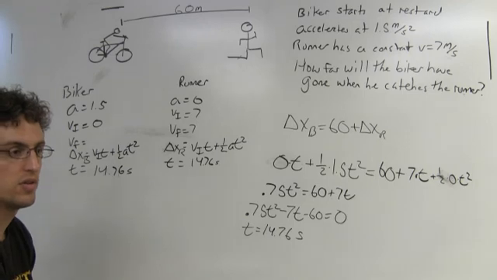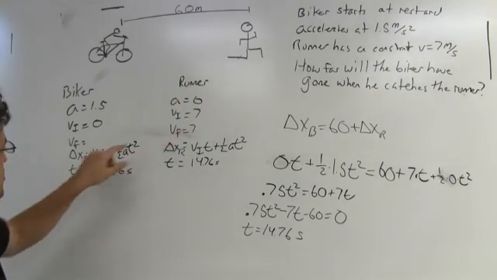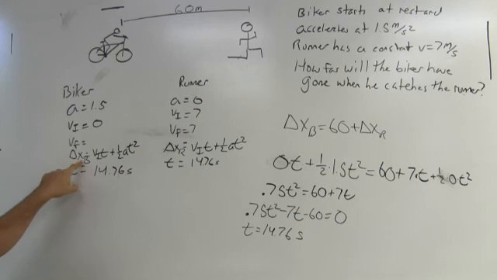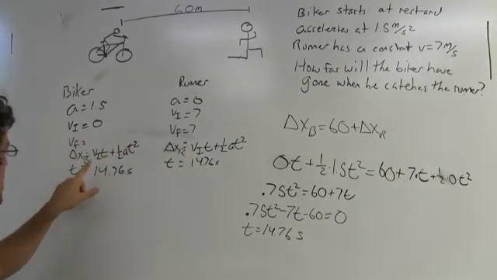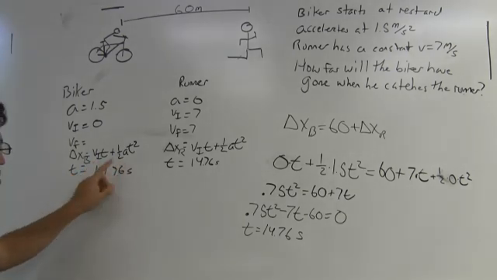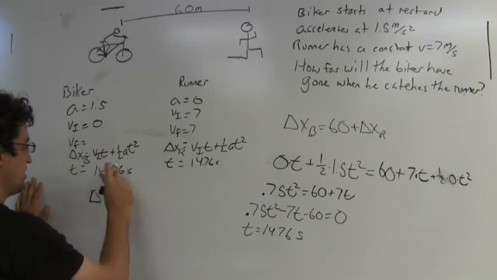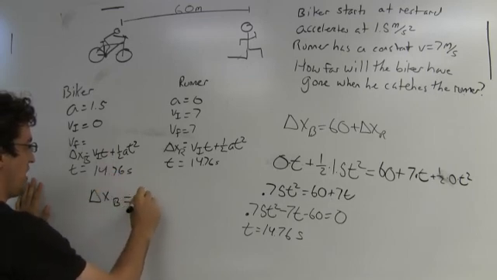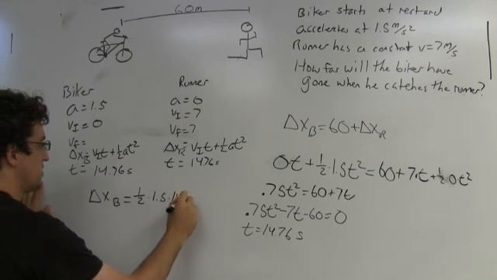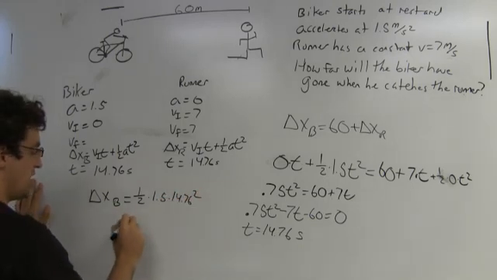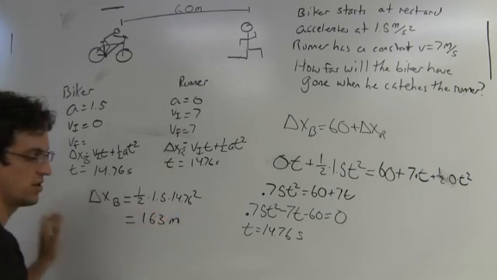Now the question is, what are we actually looking for? And the answer is the biker's change in x. So we're basically done with the runner at this point. We're just looking for the biker. And so we want to plug back in here, and we get that the biker's change in x is still equal to this, which is 1/2 times 1.5 times 14.76 squared. And we end up getting 163 meters.